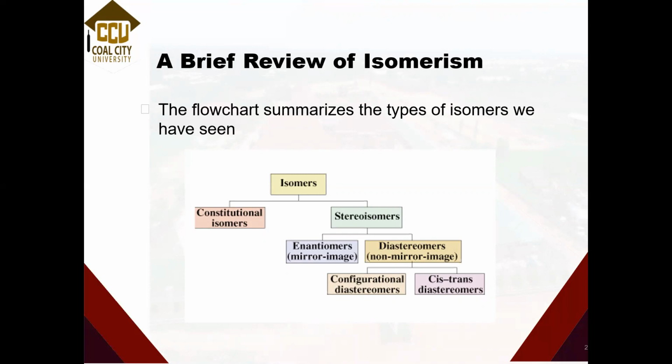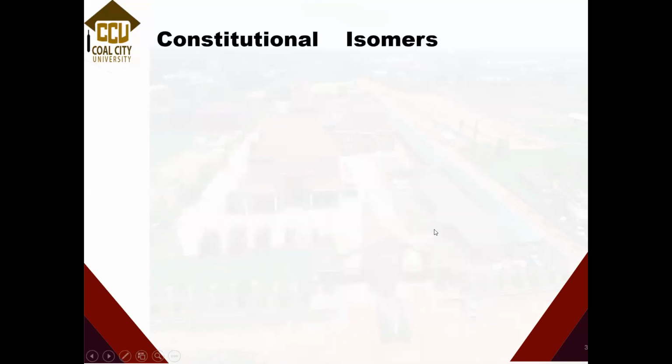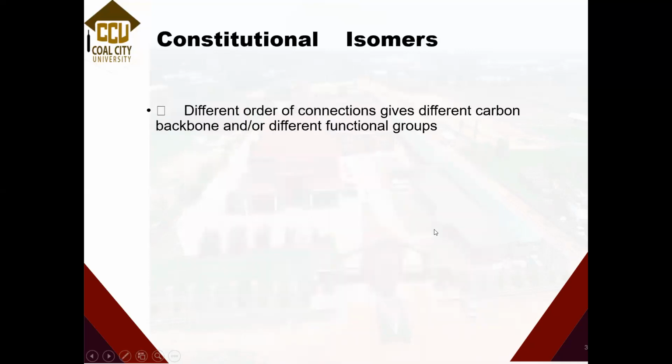The isomers we are going to be paying attention to in this course are the stereoisomers, which are the second classification. They are subdivided into enantiomers and diastereomers, and then under diastereomers we have the configurational diastereomer and the cis-trans diastereomer. The cis-trans diastereomers are also known as the geometric isomers. Now let's briefly look at constitutional isomers again, just to recap things you already know.